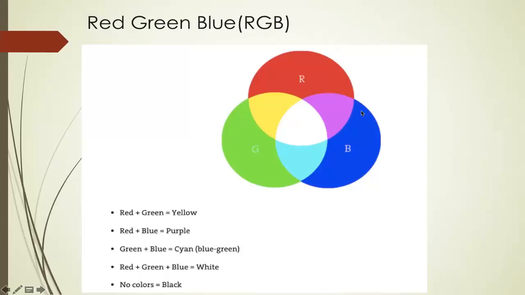RGB is red, green, or blue. You specify how much red, how much green, how much blue, and combine that to get a color. So this is how colors mix. For example, red plus green is yellow. So this is light mixing and not paint mixing, so this is a little bit different. But these are the different combinations you can get.